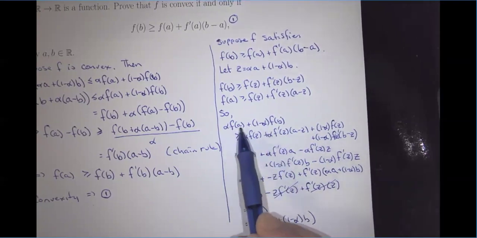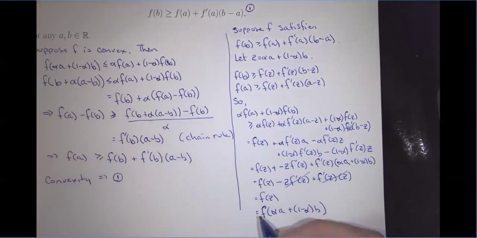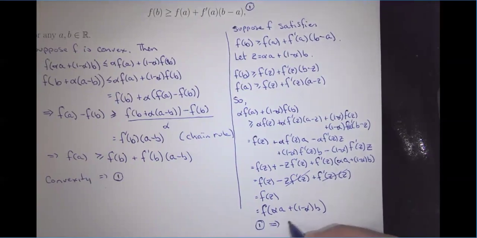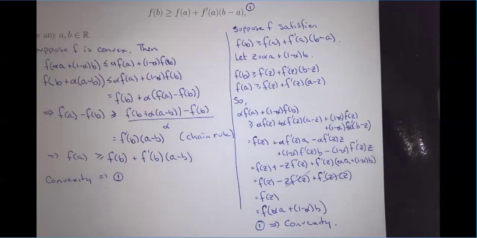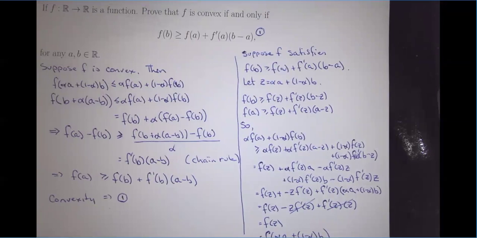So alpha f of a plus 1 minus alpha f of b is greater than or equal to f of alpha a plus 1 minus alpha b. And so equation 1 does in fact imply convexity. And so these two definitions, our regular definition and this new definition, they are in fact equivalent.